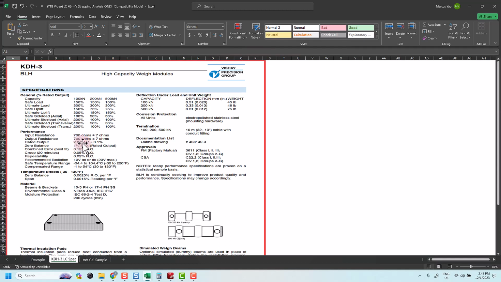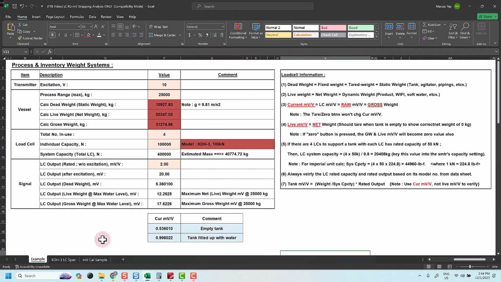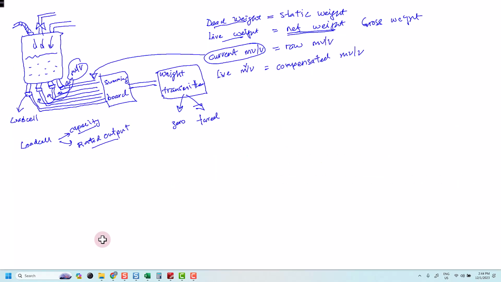This signal is a full load signal, meaning if you apply the 100 kilonewton full load to the load cell, it will generate this maximum signal of 2.0 millivolt per volt. Alright, so now we already have all the information. We can start to do the calculation. One more thing that we need to know is excitation.